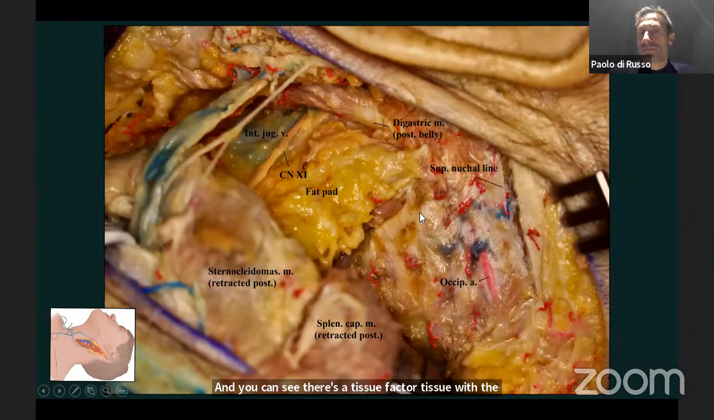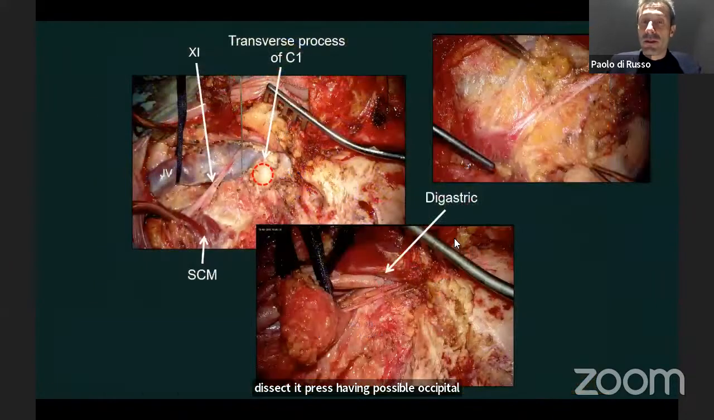You see that before getting into the deep layer of the muscle, you have this connective tissue that obstructs your view at the beginning, so you want to dissect it, preserving if possible the occipital artery, before going on and identifying the suboccipital muscles.